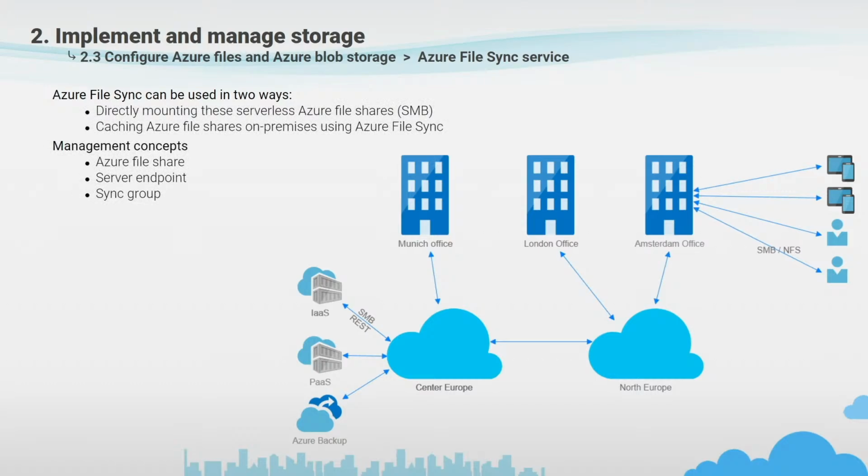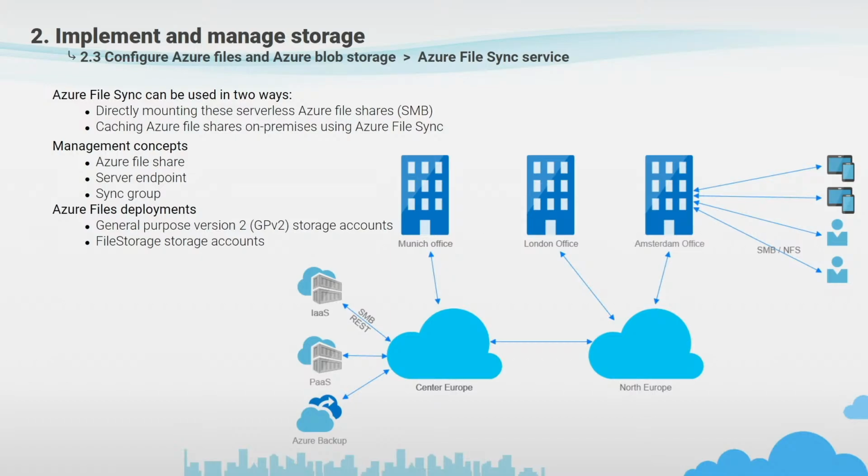I already mentioned in the last slide that Azure File Share can be used in 2 ways: by directly mounting this serverless to the client, or by caching Azure File Share on-premise using Azure File Sync. Which deployment option you choose changes the aspects you need to consider as you plan your deployment.